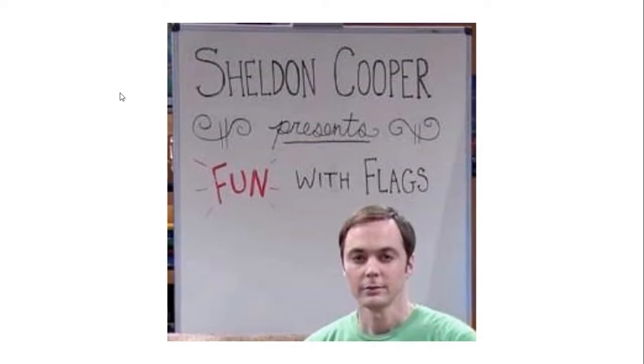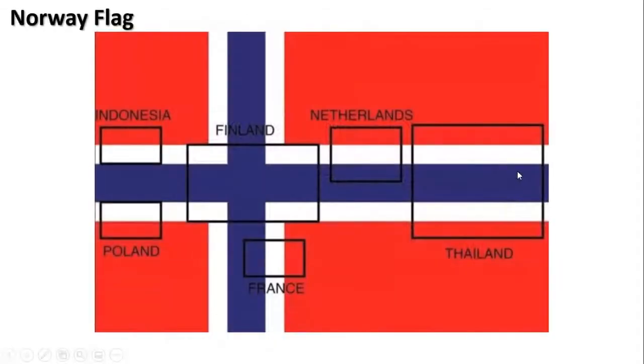Okay, and I have this for you. Hold on, 1, 2, go. Here's the flag of Norway. Do you know that they have 1, 2, 3, 4, 5, 6, 7 flags in the Norway flag? We have Indonesia in here. We have Poland, which is reversed basically. We have Finland in the middle, France, Netherlands, and we have Thailand. That's very interesting, one flag got 7 flags in it. This is Norway, I think.